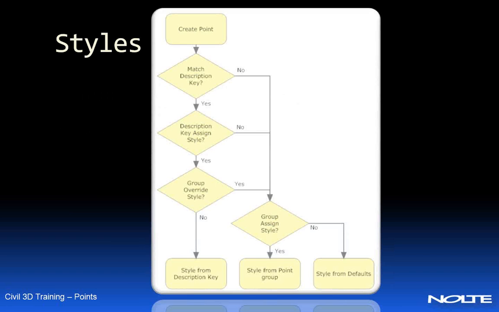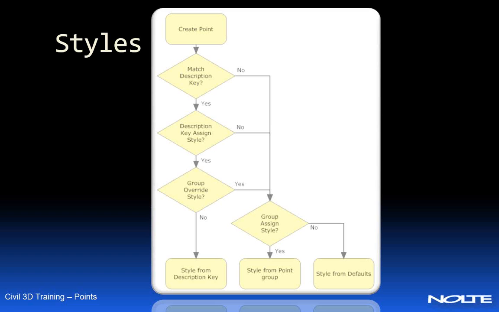All right, in Civil 3D, it's a little more complicated. So when we create a point, so we start in our process here, as we come down, it's going to see, does it match a description key? All right, if it matches a description key, then it checks to see if that description key assigns a style. And we'll see as we look at description keys later on that there is an option to use defaults.